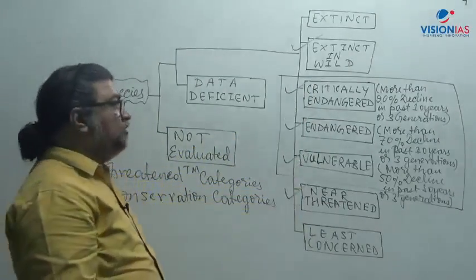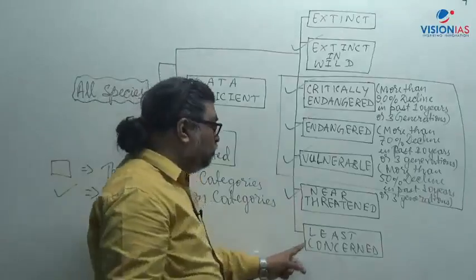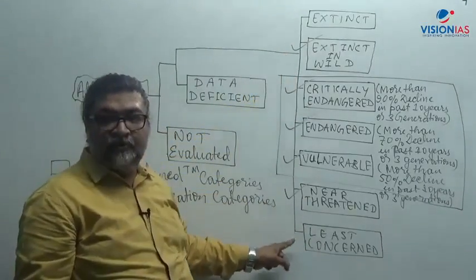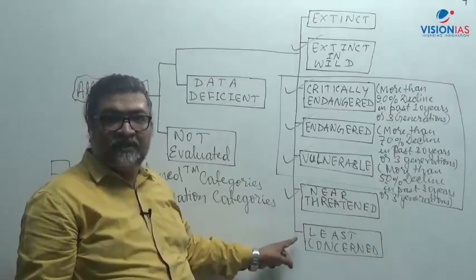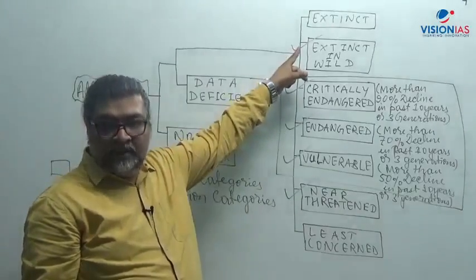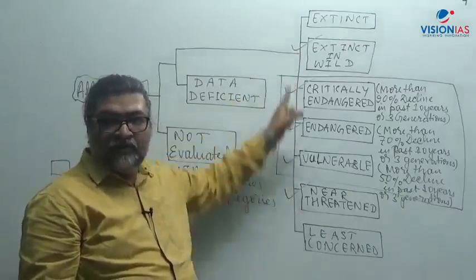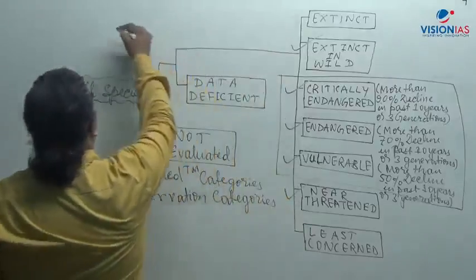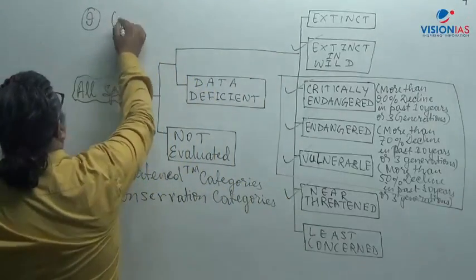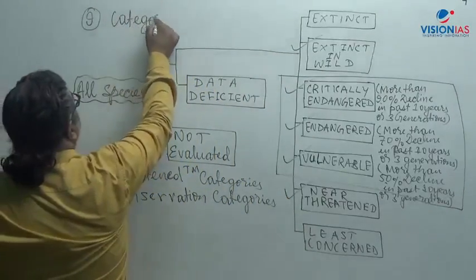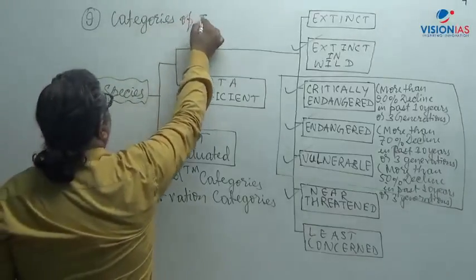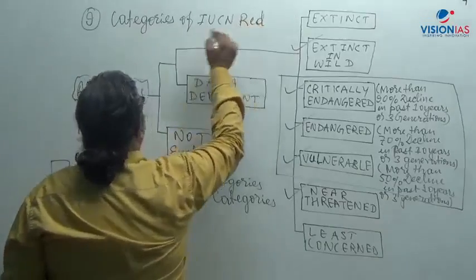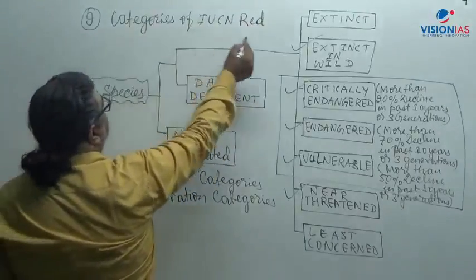Now the risk is lower here, and the risk is higher here. If you look at risk, the lowest risk is least concern, and higher goes to extinct in the wild. As we go from lower to higher, the risk increases. These are 9 categories of the IUCN Red Data Book. So you must first know what the IUCN Red Data Book categories are. These are the 9 categories of the IUCN Red Data Book or Red Data list.